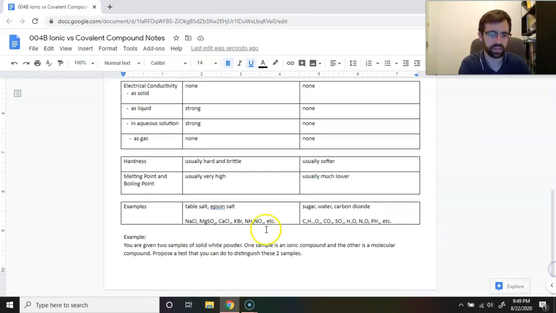There's an example down here. I want you guys to work through this. We'll talk about it next class. If you are given 2 samples of solid white powder, you know one of them is an ionic compound, the other is a molecular compound. I want you to propose at least one test, maybe give me a series of things you could do to distinguish between the samples and tell me which one's ionic, which one's covalent. I want you to have some ideas. We'll discuss that at the beginning of class next time.